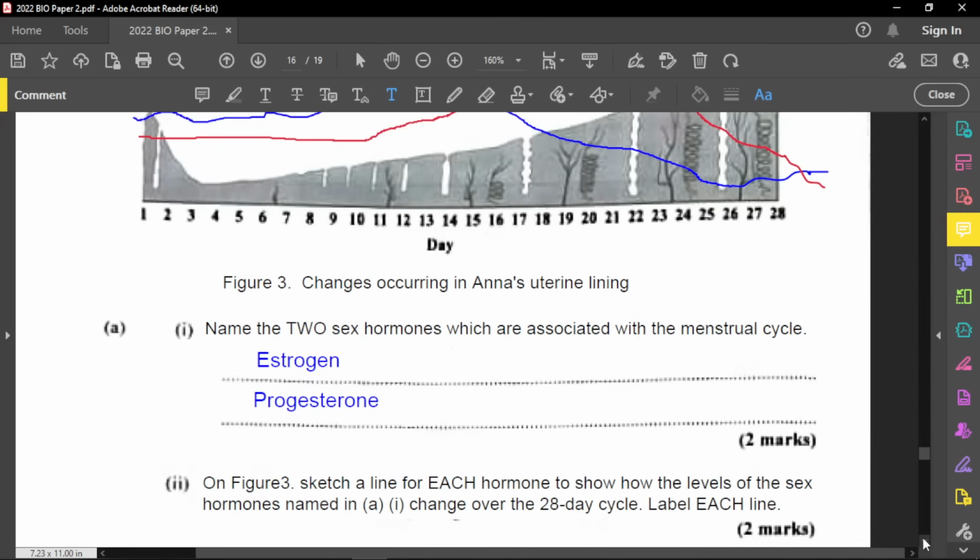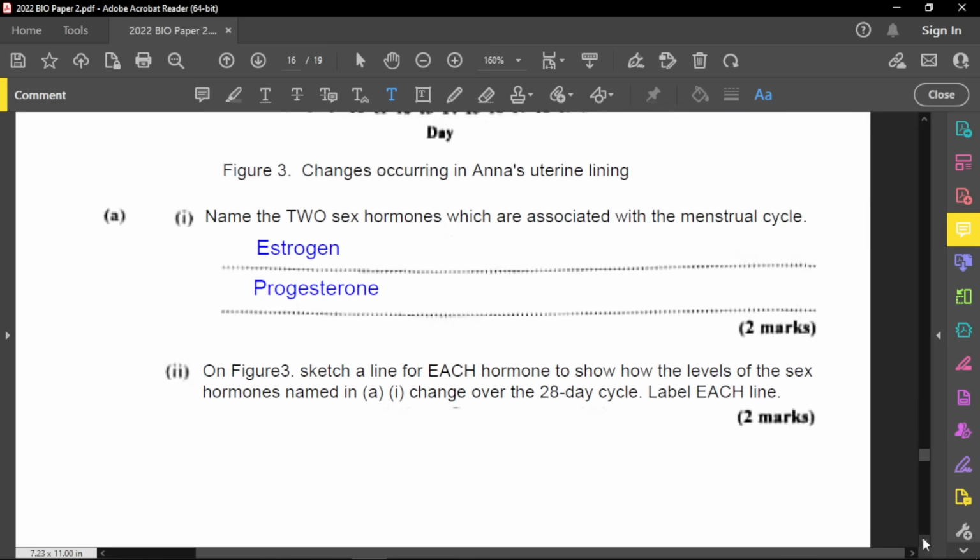It said, name the two sex hormones which are associated with the menstrual cycle. And these two hormones are estrogen and progesterone. Of course, you know, the secretion of these hormones is also affected by FSH and LH as well, that are produced by the pituitary gland. But we're not getting to that now. Maybe in a next exam review we'll talk about those.